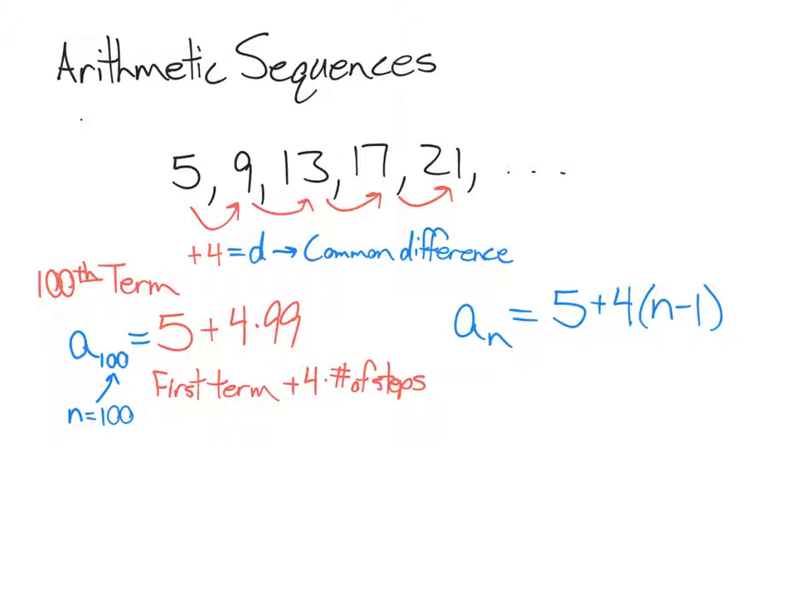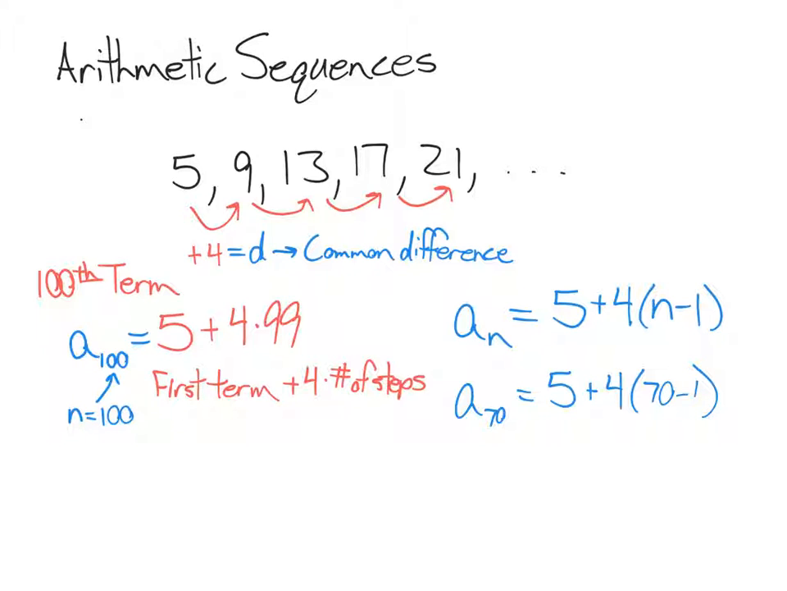So if I want the 70th term, a sub 70 is the first term 5 plus the common difference times 70 minus 1, or 69. You just plug it into your calculator. 5 plus 4 times 69, that's the answer. So we should remember this formula.